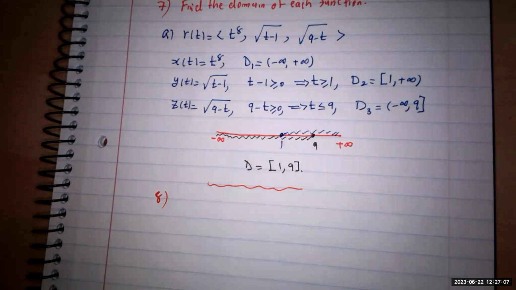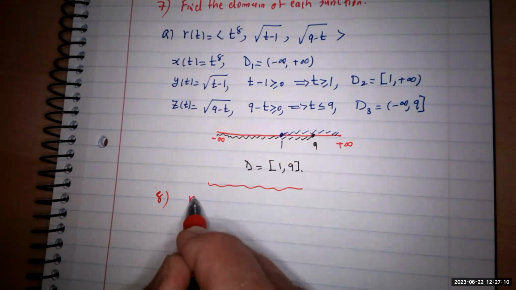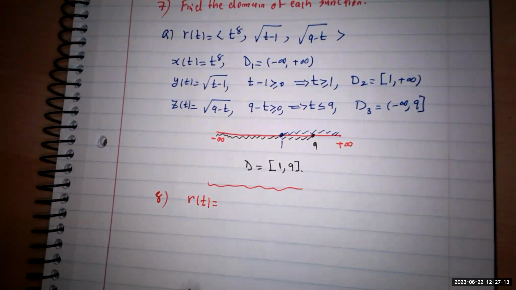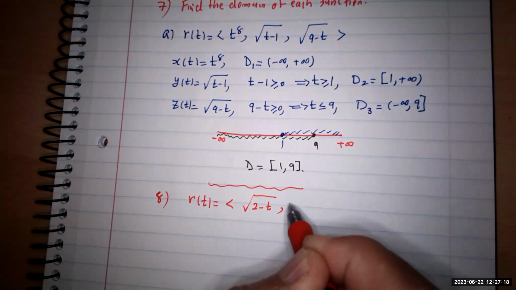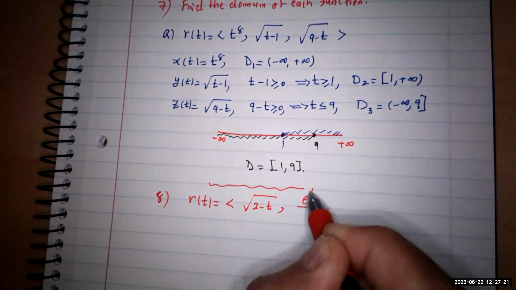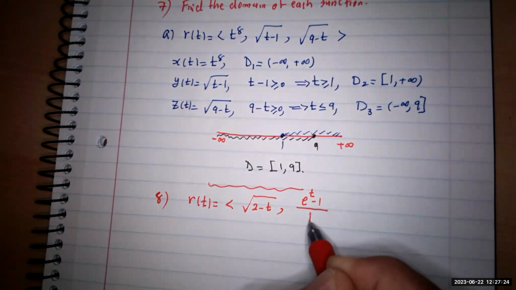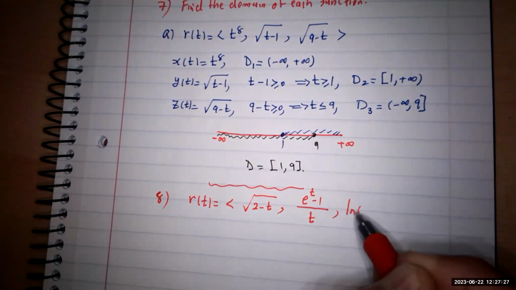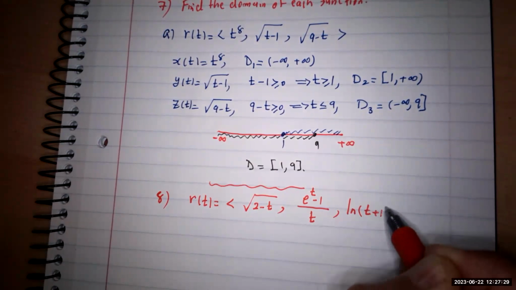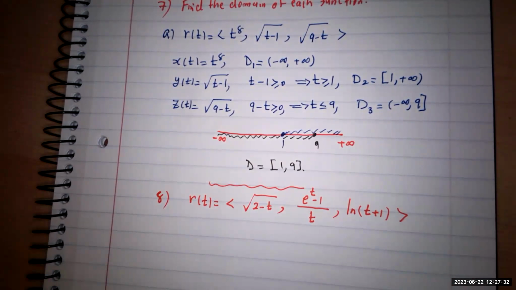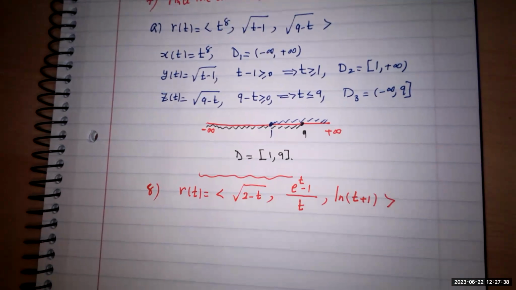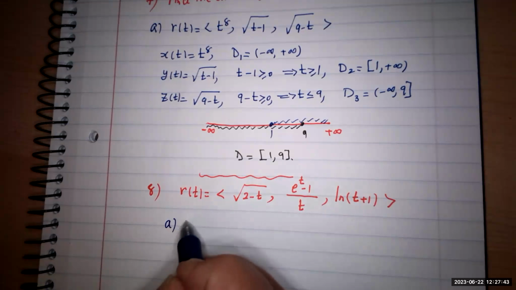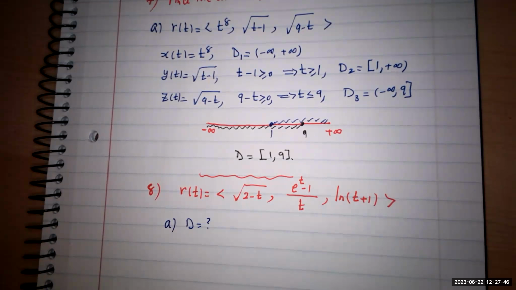In number 8, the function is given to you. So you have r of t equal to the radical 2 minus t, comma, e to the t minus 1 divided by t, comma, ln of t plus 1. It is a little bit more involved. They ask a couple of questions here. The first part, they ask for the domain of the function. Same thing.